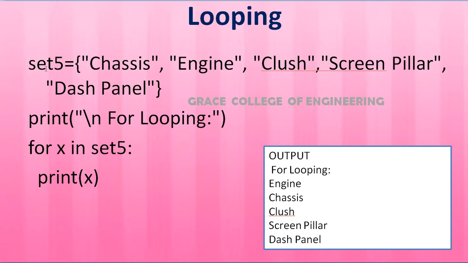Then looping. The variable name is set5. Multiple items are chassis, engine, clutch, screen pillar, dash panel. Print for looping. Next, for x in set5, where x is a variable for each item present in set5. One by one it will be stored in the x variable and it will be printed. Print x. So first engine will be printed, then chassis, clutch, screen pillar, dash panel. This set is unordered, so we don't know what will be called and what will be displayed.